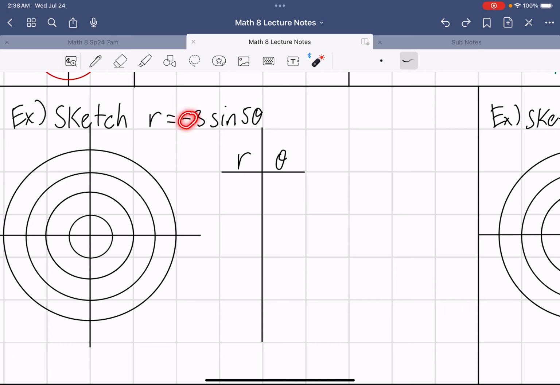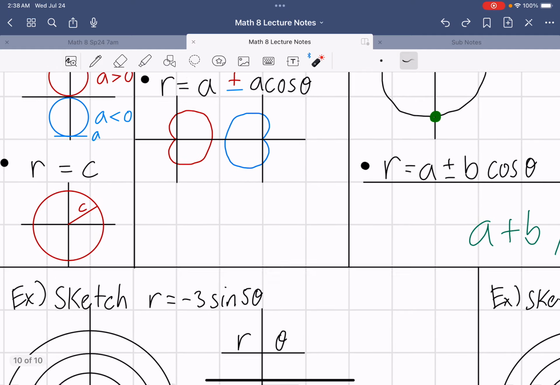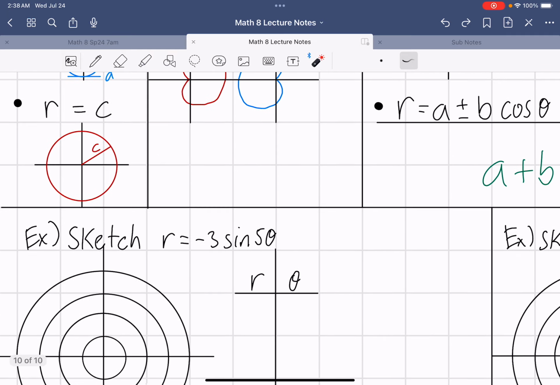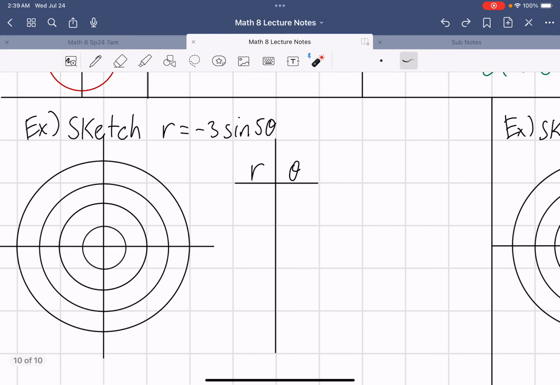There's a negative, right? And the fact that there's a coefficient for theta, I automatically know it's not one of my circles, because the circles needed to have a coefficient of 1. So I know this has to be a petal. And because it's a 5, it's an odd number, I know there has to be 5 petals. If it was even, it'd be double the number of petals.